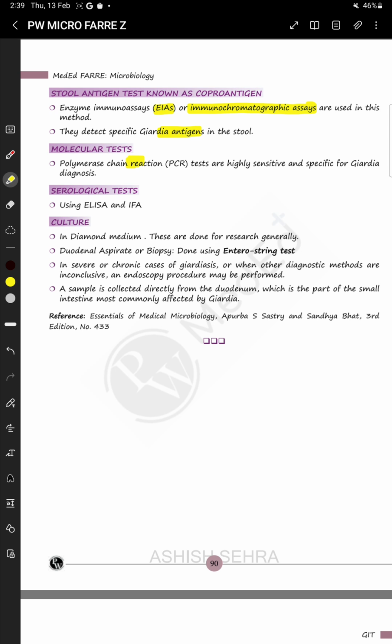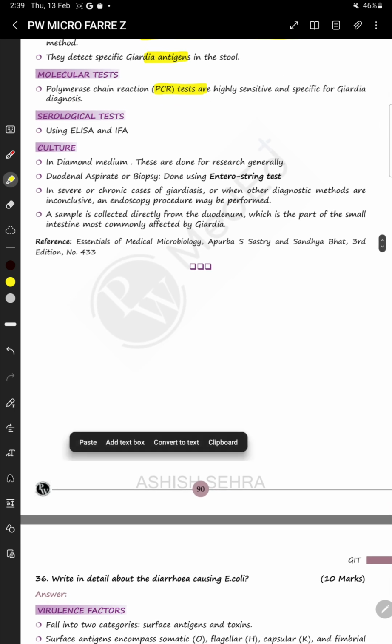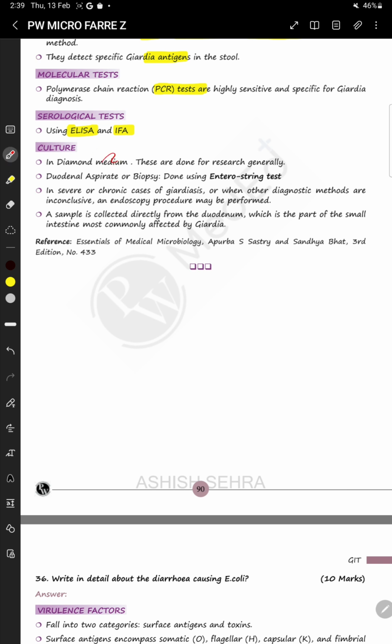They detect specific giardia antigen in the stool. In molecular methods, polymerase chain reaction tests are highly sensitive and specific for giardia diagnosis. Serological tests include ELISA and IFA. Culture in Diamond's medium is done for research generally.